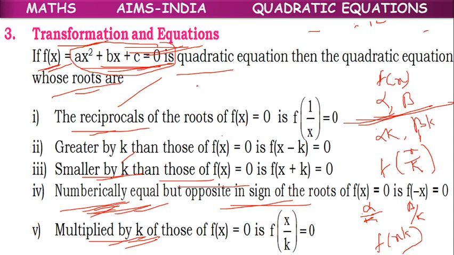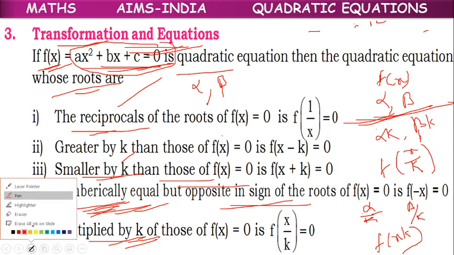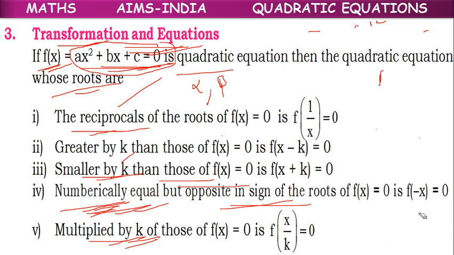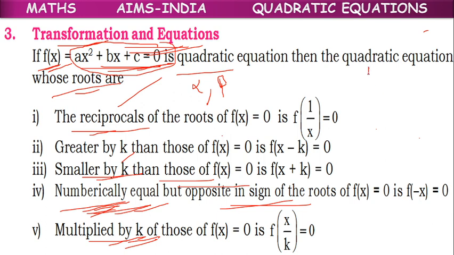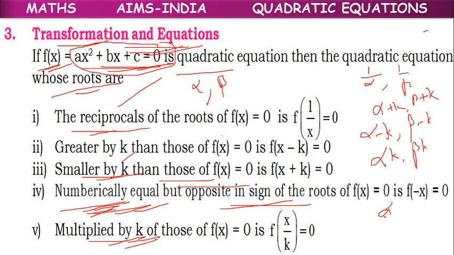Like that, if we know the roots alpha, beta, then we can find the equations whose roots are 1 by alpha, 1 by beta, or alpha plus k, beta plus k, or alpha minus k, beta minus k, or alpha k, beta k, or alpha by k, beta by k. All these equations we can find by transforming the roots.